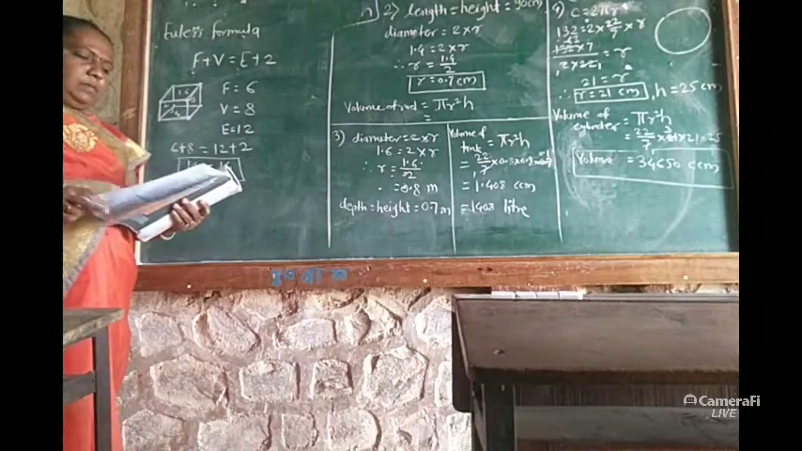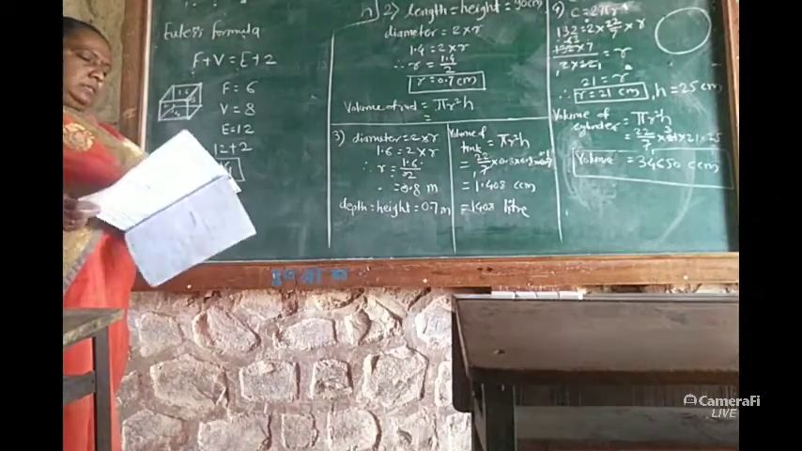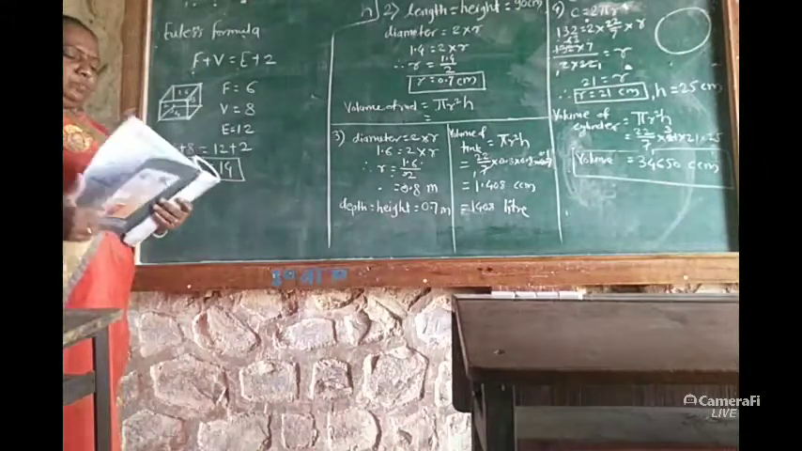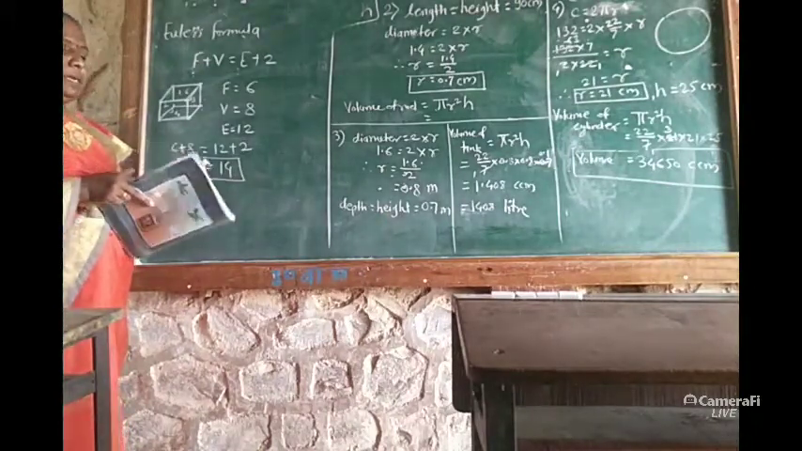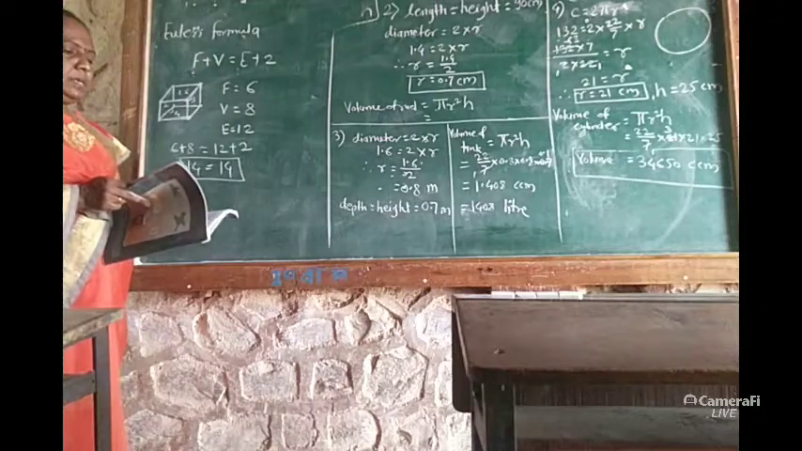Here we have completed our lesson number 16, that is surface area and volume. You have to revise all the practice sets from this chapter in your notebook.